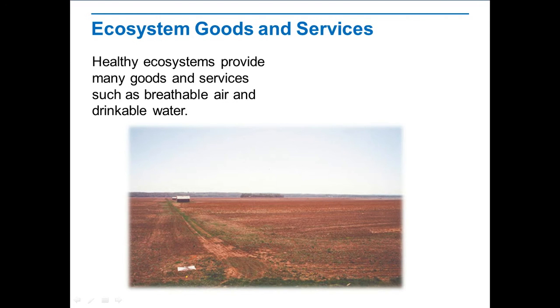Healthy ecosystems provide many goods and services, such as breathable air and drinkable water, free of charge, so we often take them for granted. But if the environment can't provide these goods and services, society must spend money to produce them. So, what three ecosystem goods and services have you used today? Well, you've breathed in air, you've drunk water, and you've probably used oil from the gasoline burned in your car.